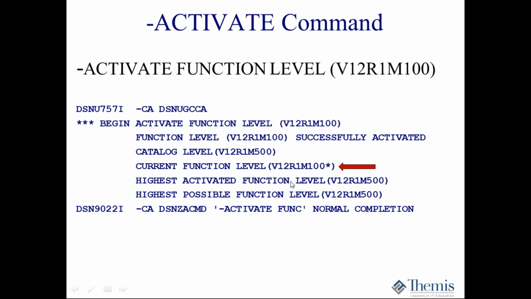When you do the activate back to 100 modification level, you will see the current function level is 100 asterisk. That we actually did successfully go back to modification 100. However, my catalog's at 500. Highest activated was 500, highest possible is 500. So that'll be the response of going back to 100.